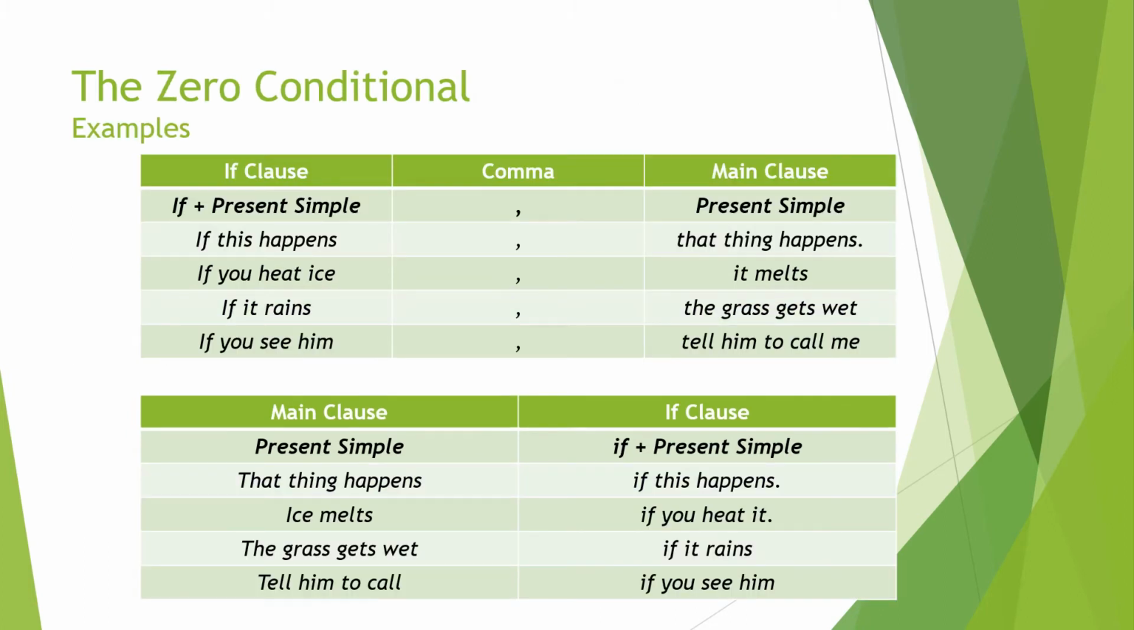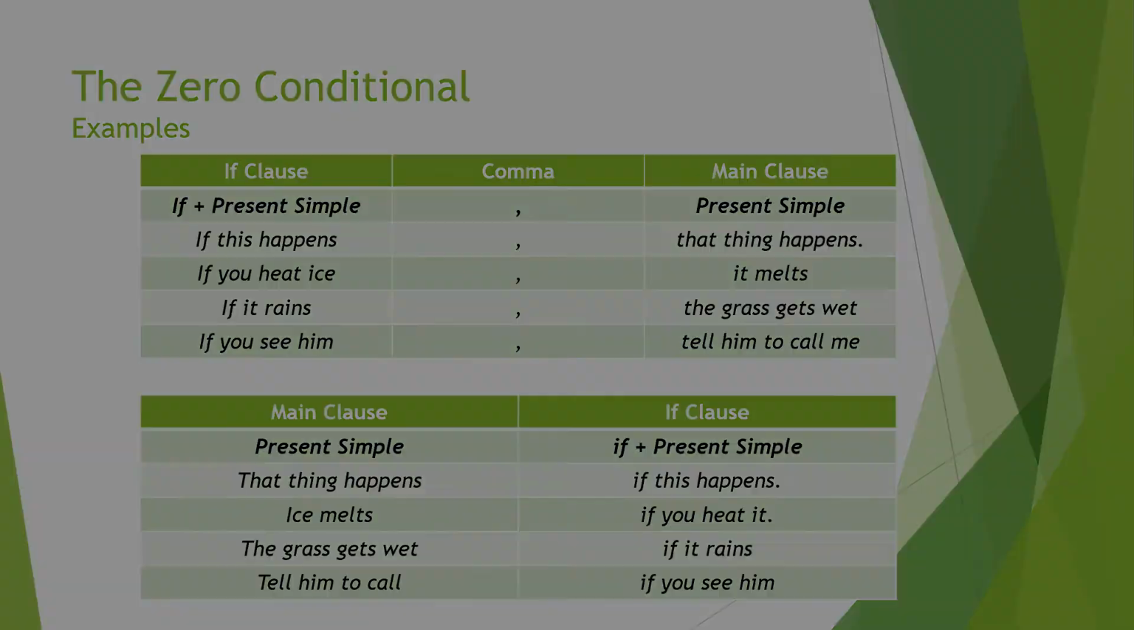And here are some examples of how to use the zero conditional. If you start with the if clause, you can say, if this happens, comma, that thing happens. If you hit ice, it melts. If it rains, the grass gets wet. If you start with the main clause, you have to remember that that thing happens if this happens. Ice melts if you hit it. The grass gets wet if it rains.